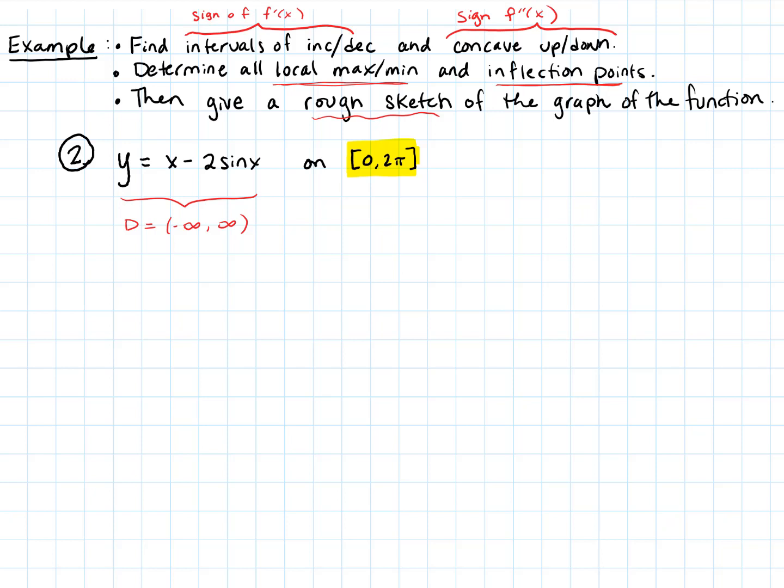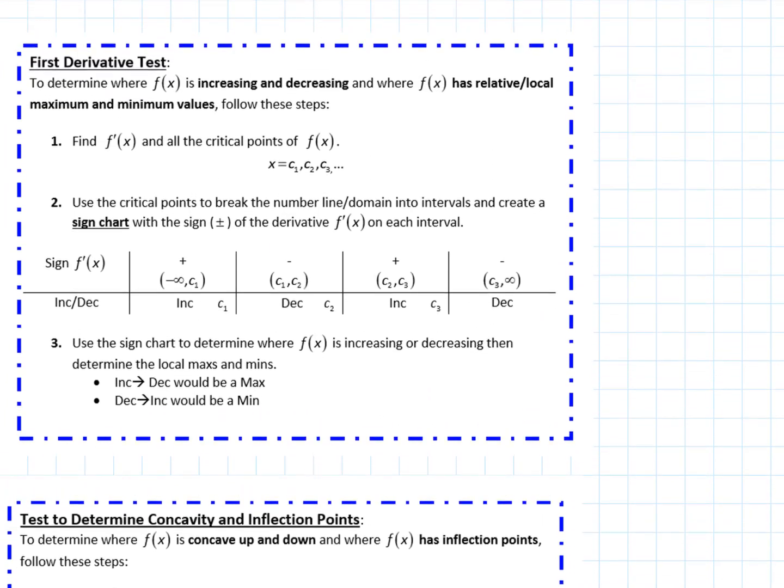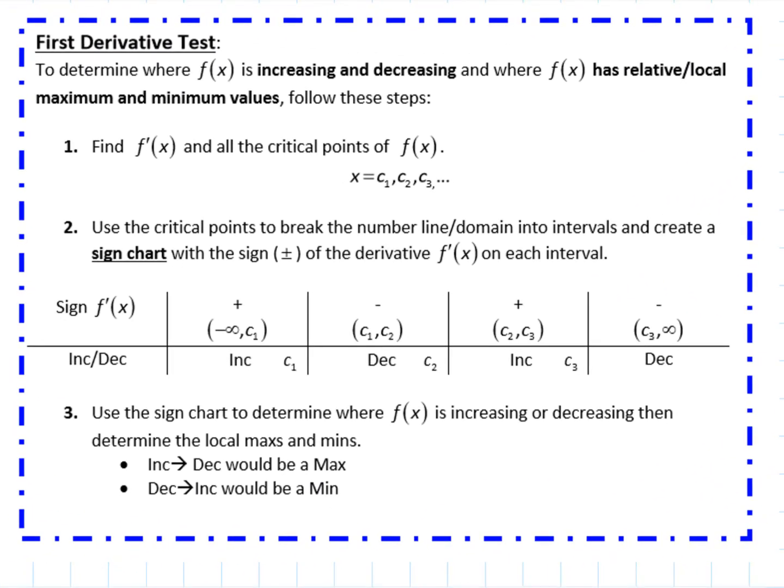Plus, if we have the restricted domain, I didn't ask it, but we could even talk about absolute maxes and mins, because we do have a continuous function on a closed interval. So if we have time here at the end, we might even consider that. Okay, before I jump into this function, just a quick projection. I pulled them from the notes earlier and put them right here, just a quick reminder of our first derivative test.